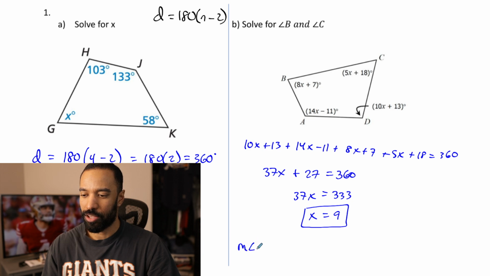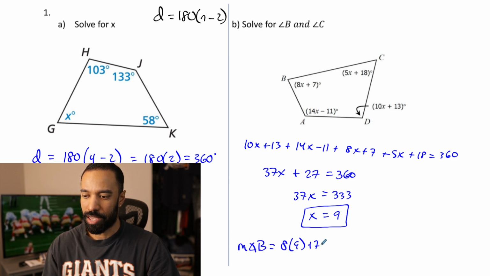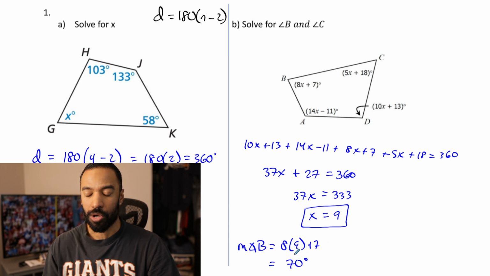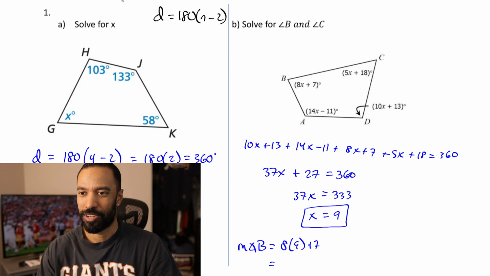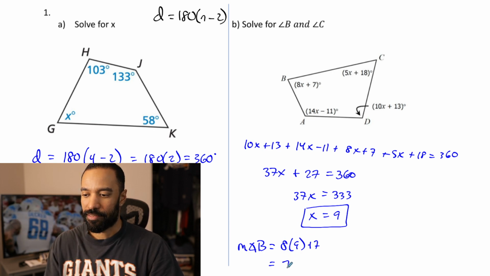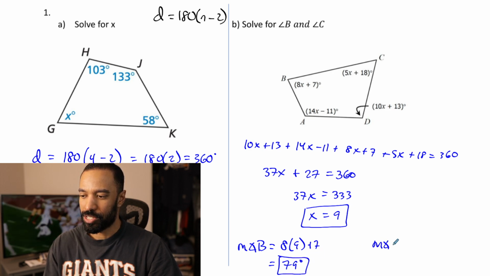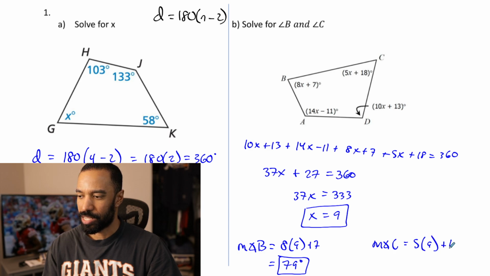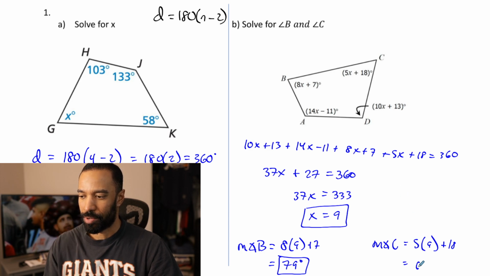I need to find the measure of angle B, and that'll be 8 times 9 plus 7, which is 63 plus 7. That is 70 degrees. No, not 63, 72. Oh, no. I've never done that before in my life. I was thinking 9 times 7. 72 plus 7 is 79 degrees. And then the measure of angle C is 5 times 9 plus 18, which is 45 plus 18, which is 63 degrees right there.